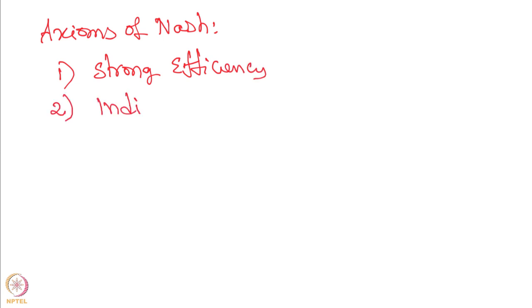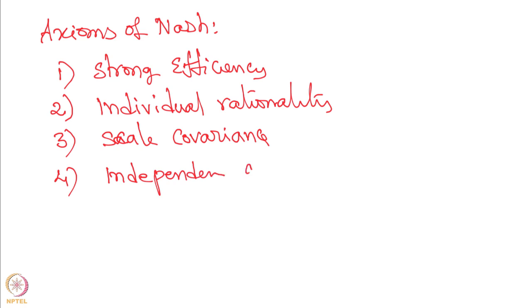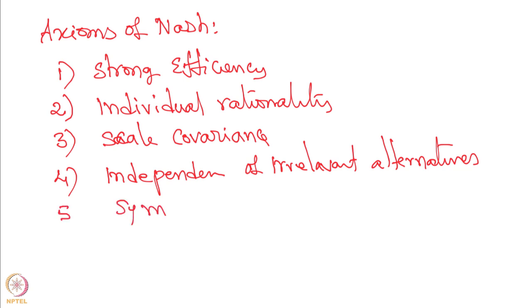So there are 5 axioms. One is strong efficiency. First I will write them and then I will start explaining everything. Individual rationality, scale covariance, independence of irrelevant alternatives, and the other one is symmetry. So these are the 5 axioms that Nash proposed.